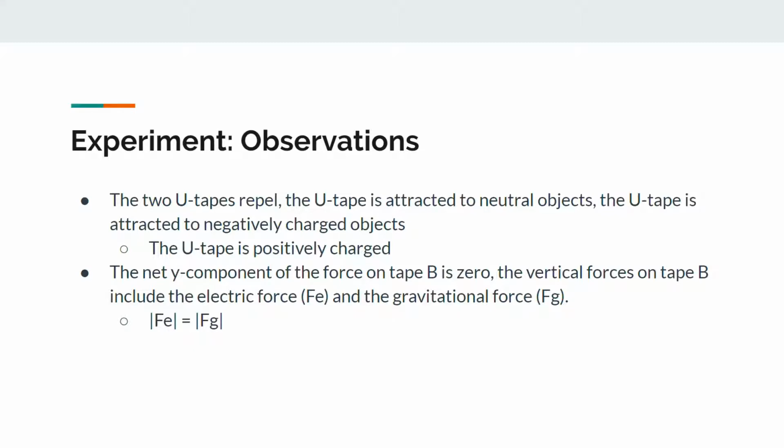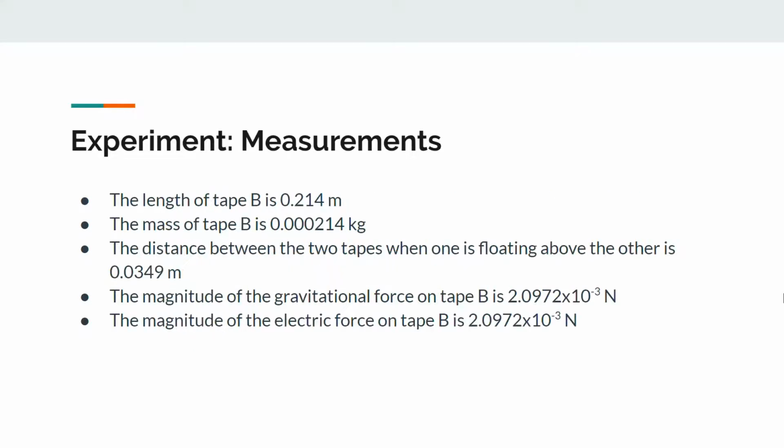The net Y component of the force on tape B is 0, and the vertical forces on tape B include the electric force and the gravitational force. From this, we can infer that the magnitude of the electric force is equal to the magnitude of the gravitational force. The length of tape B was measured to be 0.214 meters. The mass of tape B was found to be 0.000214 kilograms, and the distance between the two tapes when one is floating above the other is 0.034 meters.